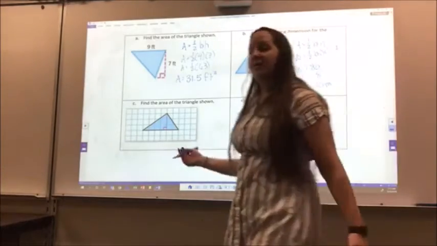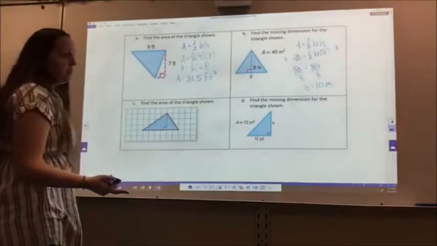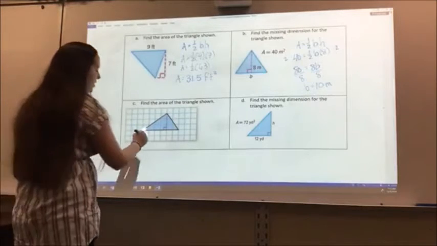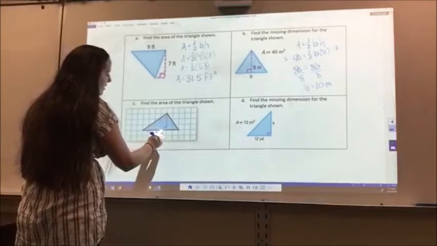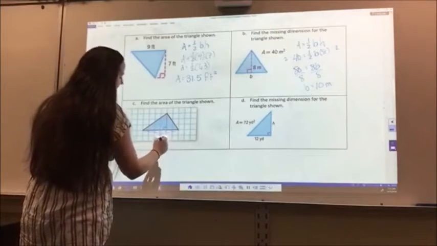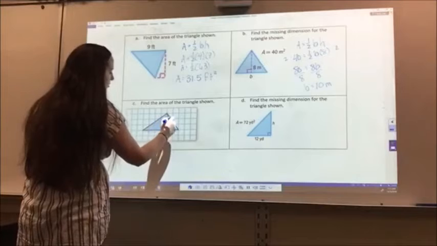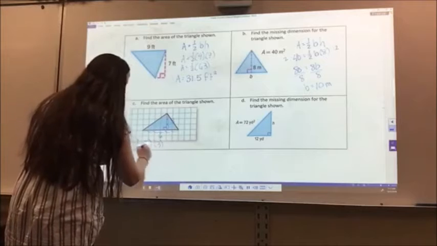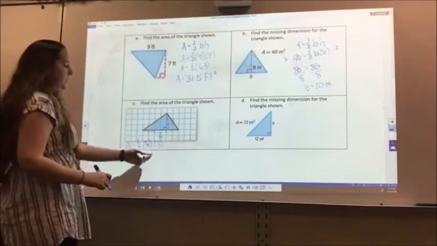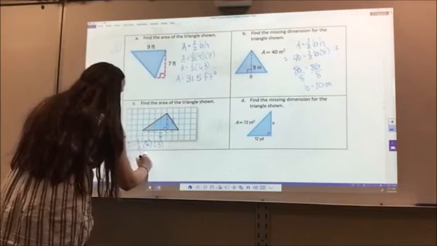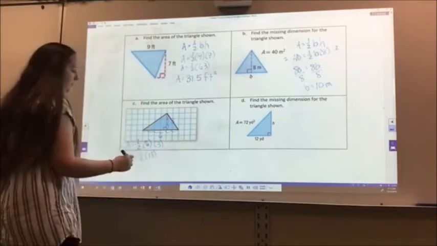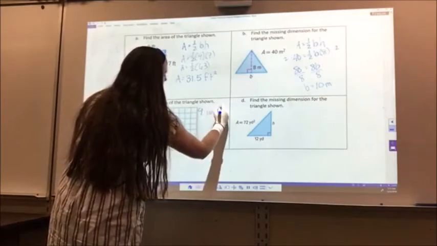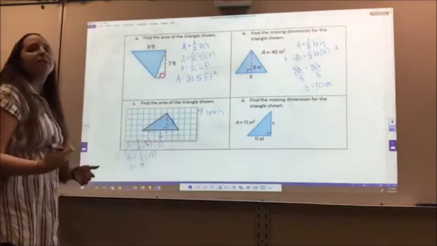For letter C, I'm asked to find the area. They didn't give me any dimensions, so I have to figure them out because they put them on a grid sheet. So I have 1, 2, 3, 4, 5, 6, so a base of 6, and a height of 1, 2, 3. So 1/2 times 6 times 3 gives me my area. 6 times 3 is 18, so 1/2 of 18 is 9. They didn't actually give me any units, so it's 9 units.